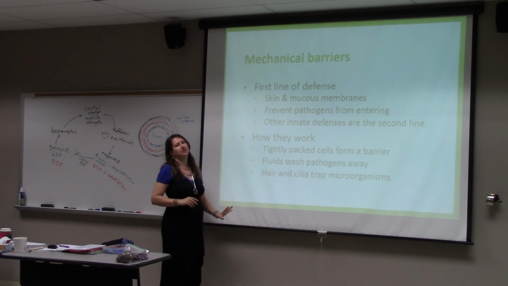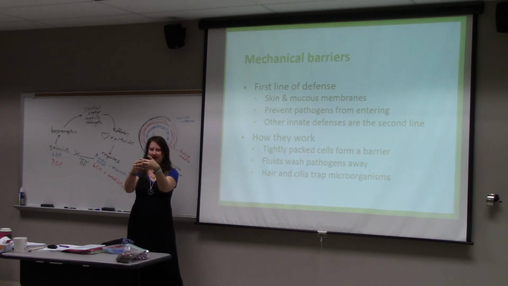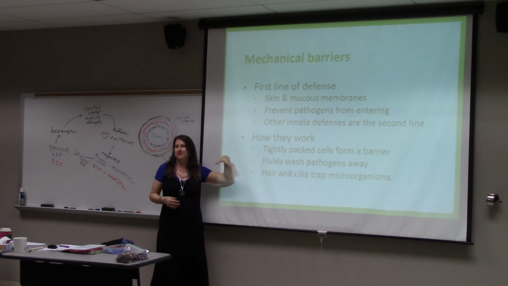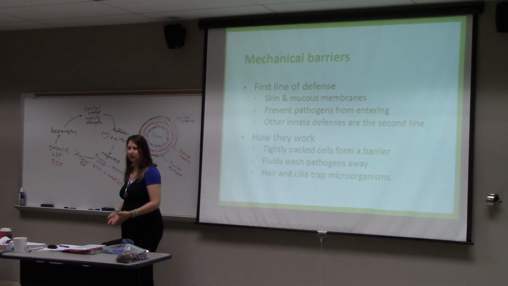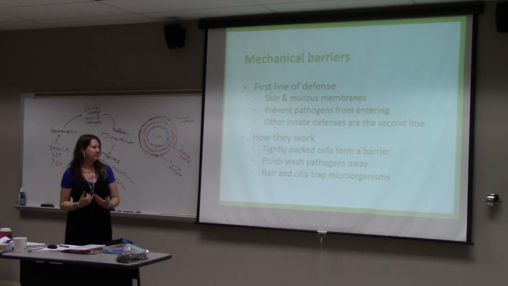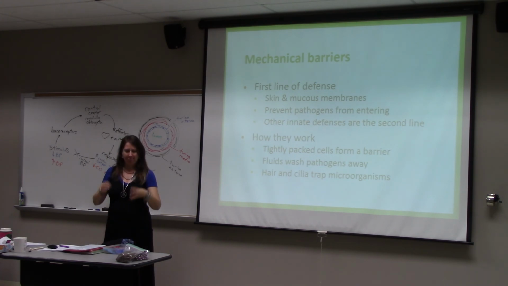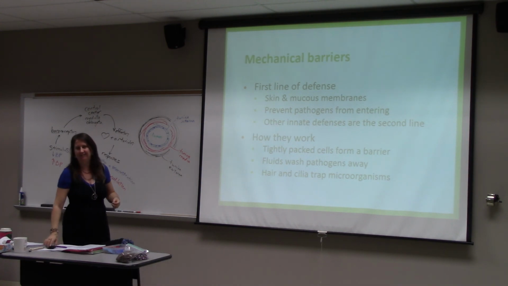What the mechanical barriers do is they have cells that are tightly packed together, so there's not a lot of room for the bacteria to squeeze through and get inside you. Some have fluids that trap the pathogens or wash them away, like sweat or mucus on the inside. And then in some locations, there's hair or cilia that can trap the microorganisms. If you've ever seen lint on your cat or dog's fur, the hair is trapping it further out, keeping it from getting to the skin, and it would do the same thing to bacteria.